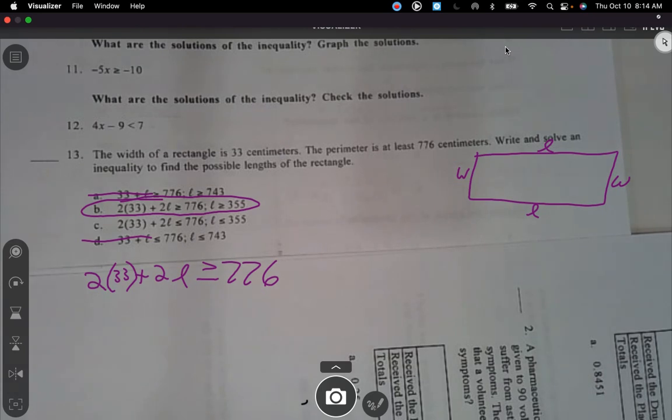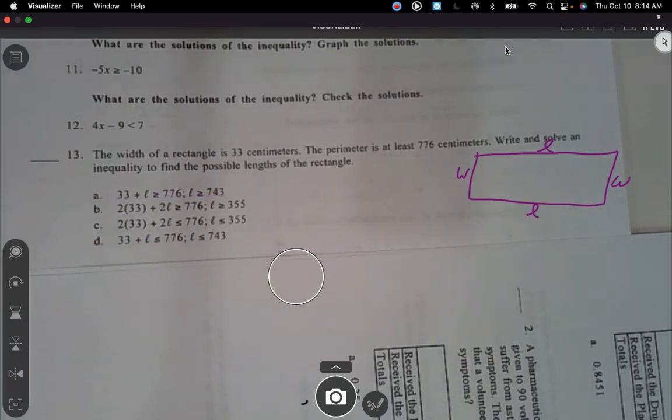Okay, do we kind of get it? Yeah, maybe. It'll be the same tomorrow. If this one's on there, but instead of 776 or 33, they'll just change the numbers. Okay? So just practice that problem if you don't get it. Practice it again later.